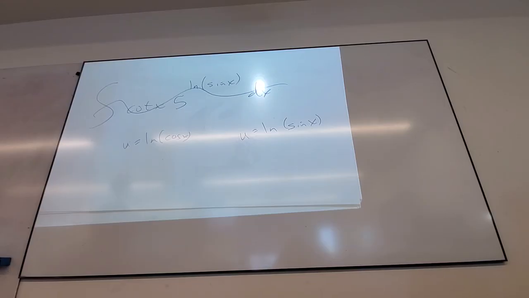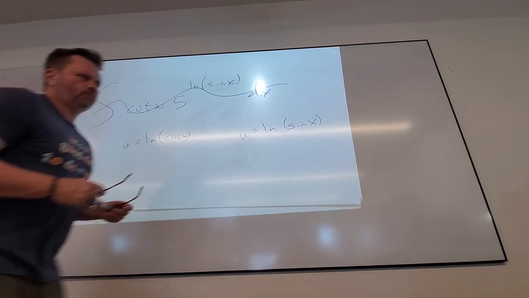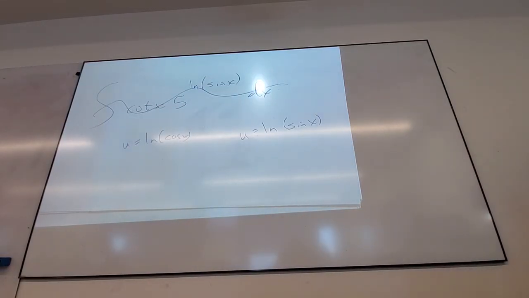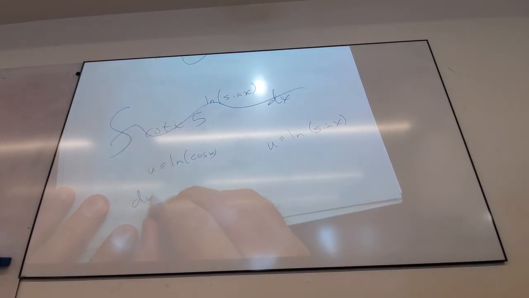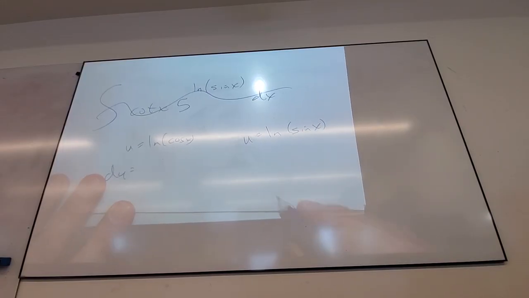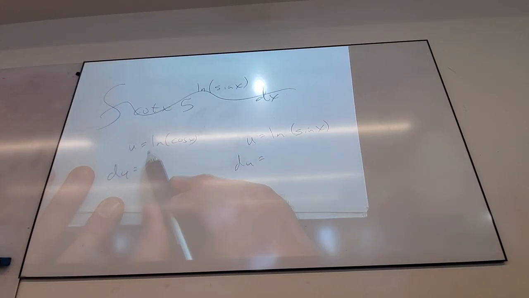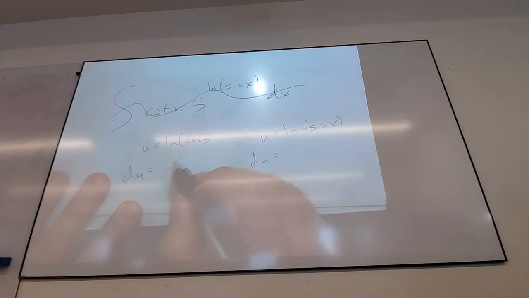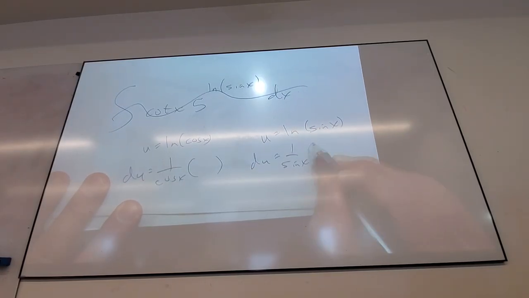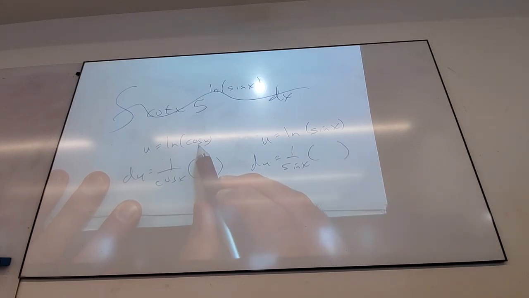You got to use what rule again? Chain rule, yeah. So the first step on both of these, what's the derivative of natural log of stuff? 1 over stuff, times the derivative of stuff.